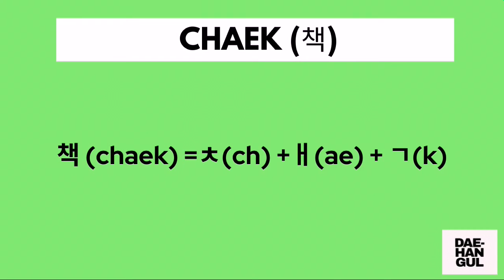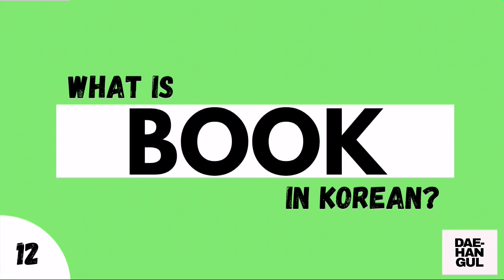How do you write 책 in Hangul? First, we need to draw a tiyut character or the ch character in Korean, followed by the e character, followed by the giat or the k character in Korean. And then you just have to combine these characters to form the hangul of the word 책. And with that, you already know what is book in Korean.